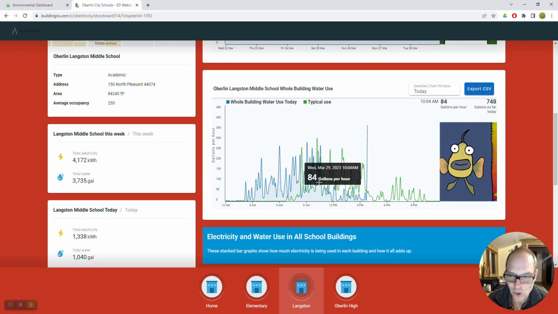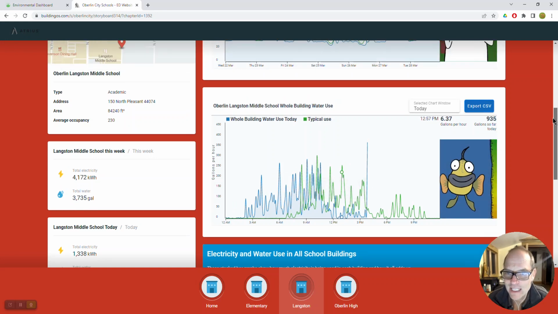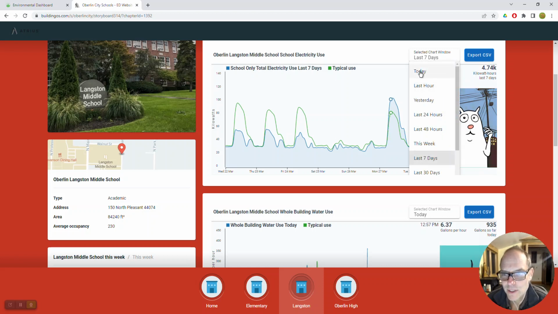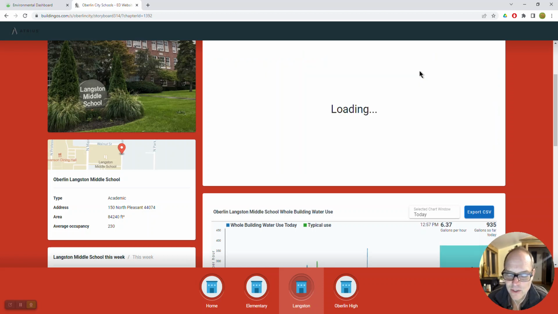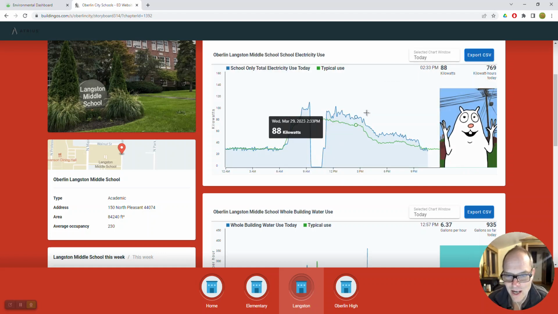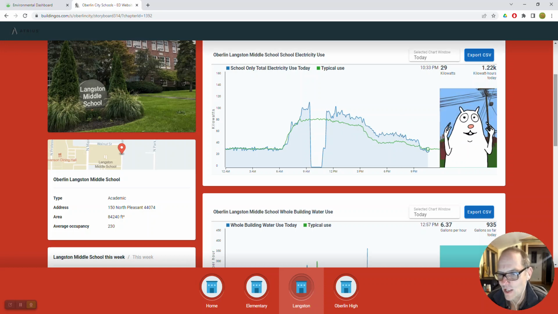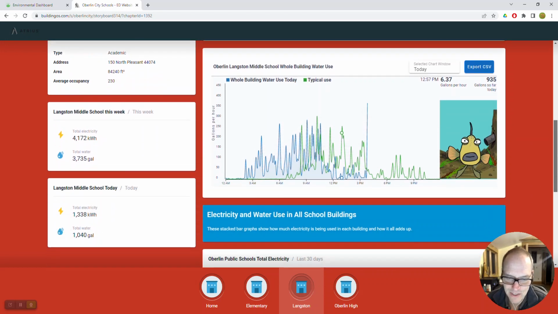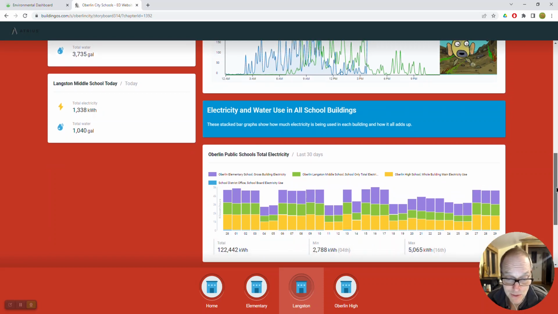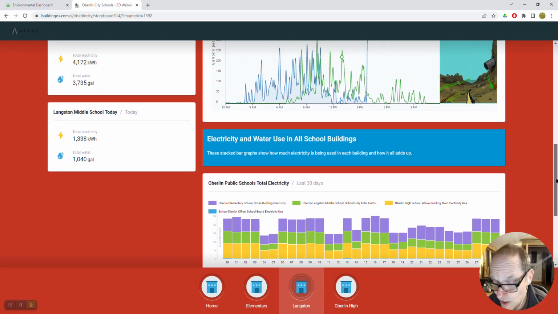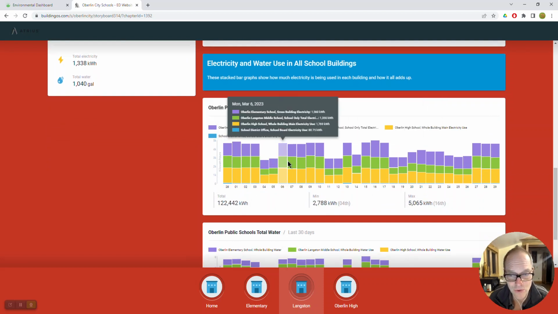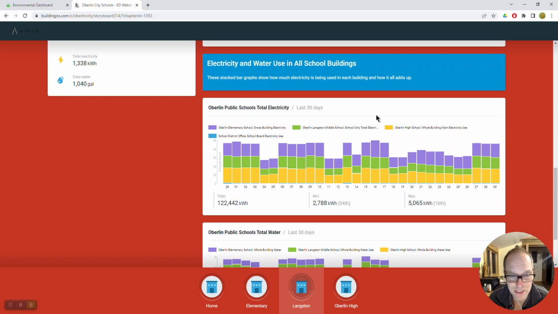Really useful to look at patterns in this. I think the key for conserving resources and figuring out how to win the competition is really to be looking at this data and seeing where is it high? Why is it high at certain times of day? What can we do to reduce that? So yeah, that's a thing. Like I say, Langston's is simplest because we only have total electricity and total water monitored in the building. This graph down here is just adding up all the schools for the last 30 days for electricity use.